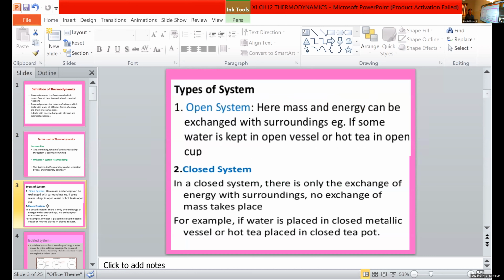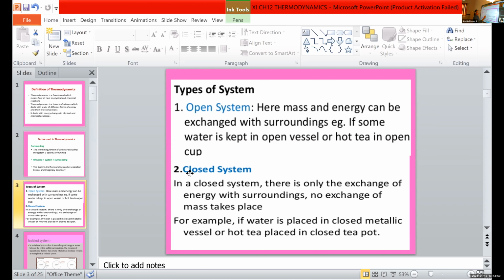So what do you mean by an open system? Mass and energy can be exchanged with the surroundings. Energy means heat energy. For example, a cup of tea kept in open space gets cooled. That means the cup of tea is exchanging heat energy with the surroundings. So that is an open system. You can write as an example: boiled water kept in an open vessel, or a cup of tea open in the air.